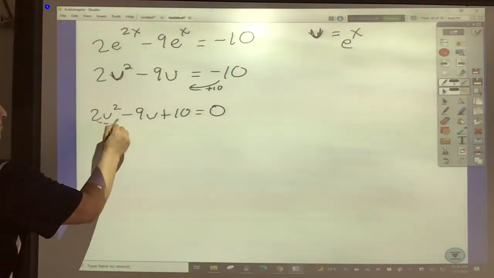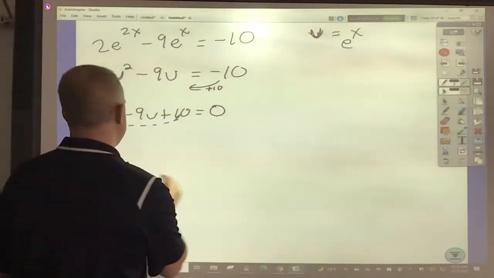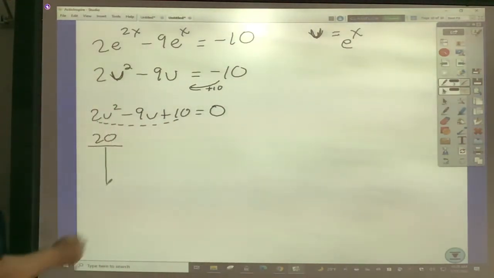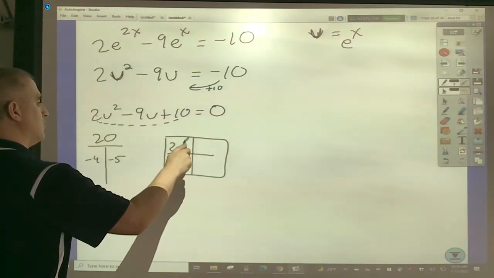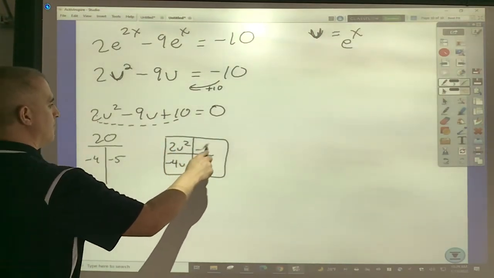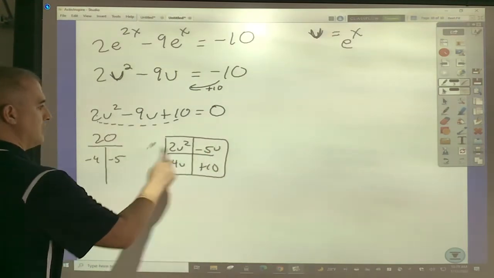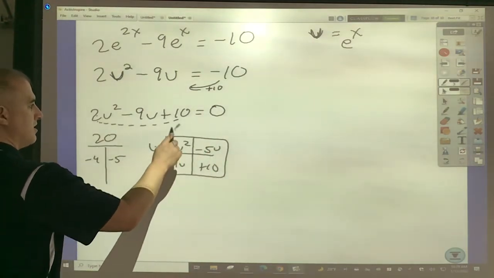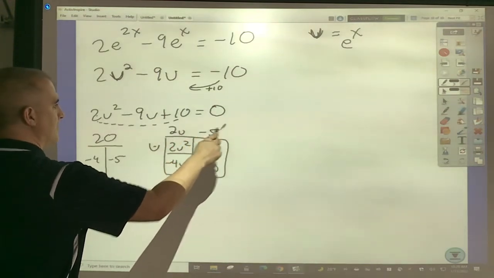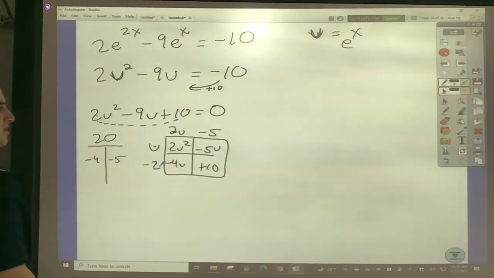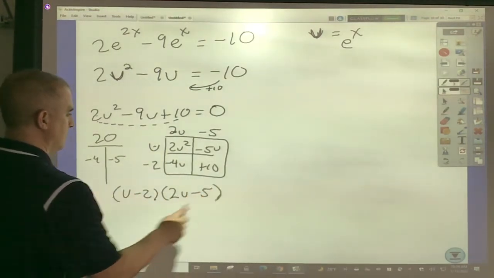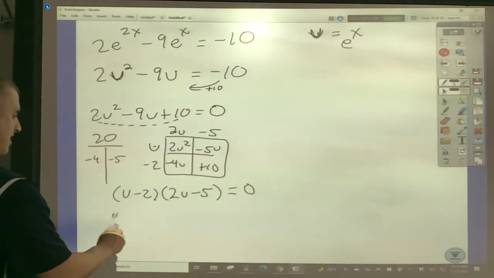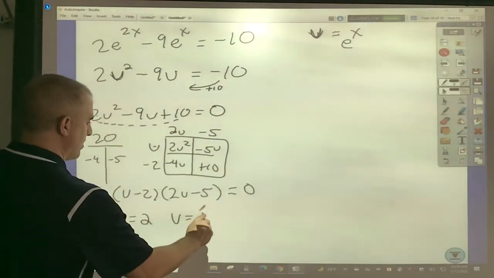And I would factor this. Multiply these two, it would give me 20. I'm looking for the factors of 20 that would add up to -9, which would be -4 and -5. Because that 2 is there, I have to use the box. So 2u squared minus 4u minus 5u plus 10. The GCF out of this row would just be u. u times 2u would give me that. u times -5 would give me that. 2u times -2 would give me that. So my factors are (u minus 2) and (2u minus 5) equals 0. But what would the solutions out of that be? That would be u equals 2 and u equals 5/2.